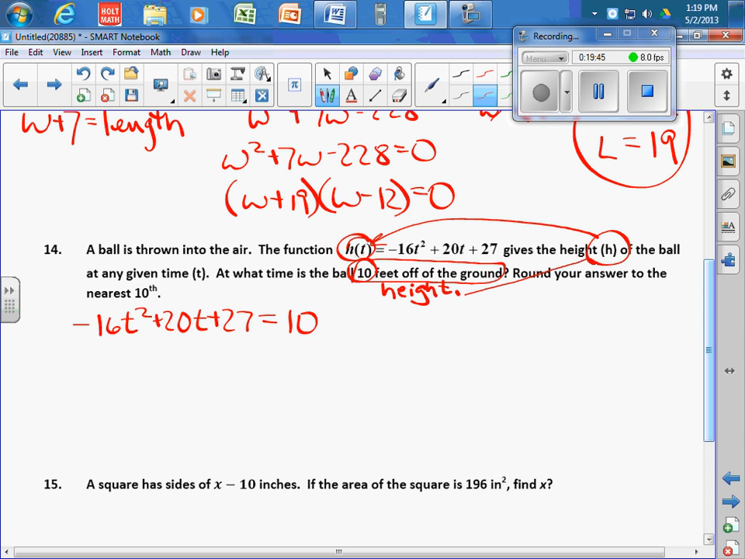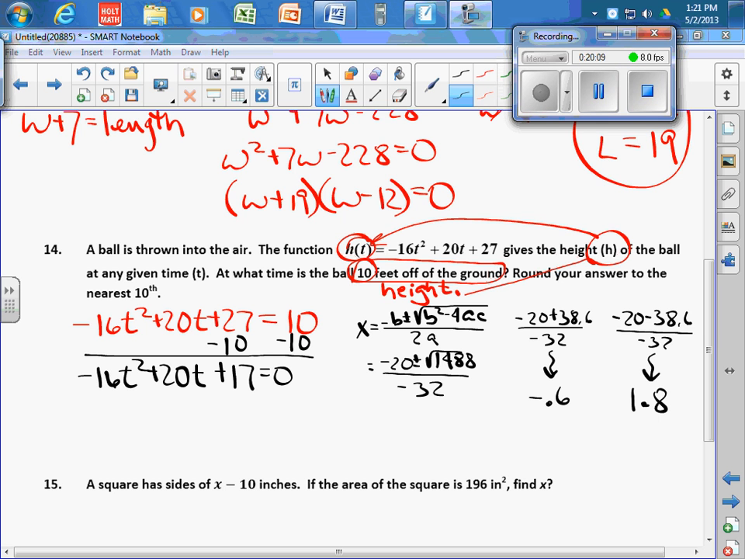Quadratic, what do you need on the right side? 0. So we're going to subtract 10 from both sides and get negative 16t squared plus 20t plus 17 is equal to 0. Go ahead and pause the video, plug this into the quadratic formula, and see what you come up with. Plugging everything in correctly, you'll get a discriminant of 1488.